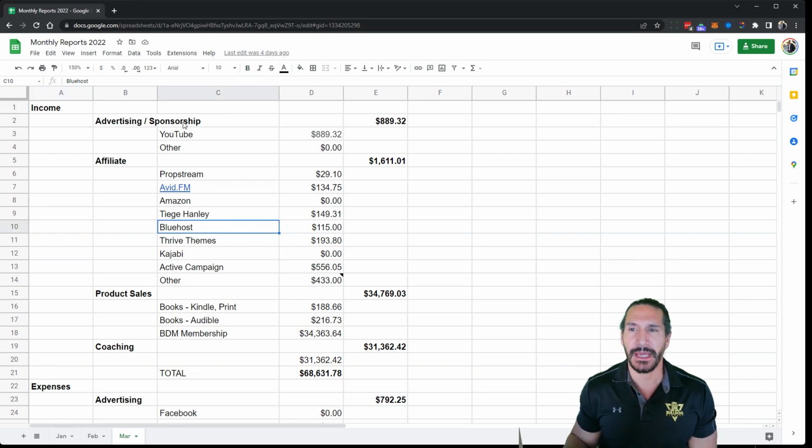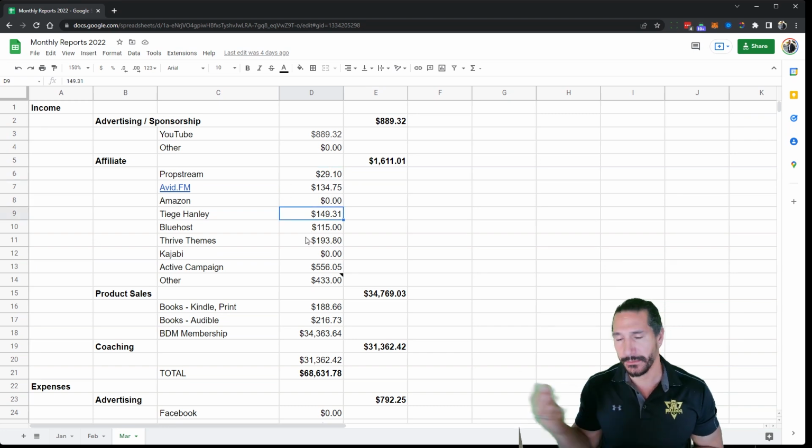Again, you can see the categories I have for the income. Advertising and sponsorship, not a lot going on there. Some YouTube money coming in. Sometimes I do some sponsorship deals, but I prefer not to. Affiliate revenue coming in. Some good stuff coming down the pipe here. There's a few things. I won't go over every single piece of this, but Tish Hanley is the men's skincare product. I highly recommend. It's really good.